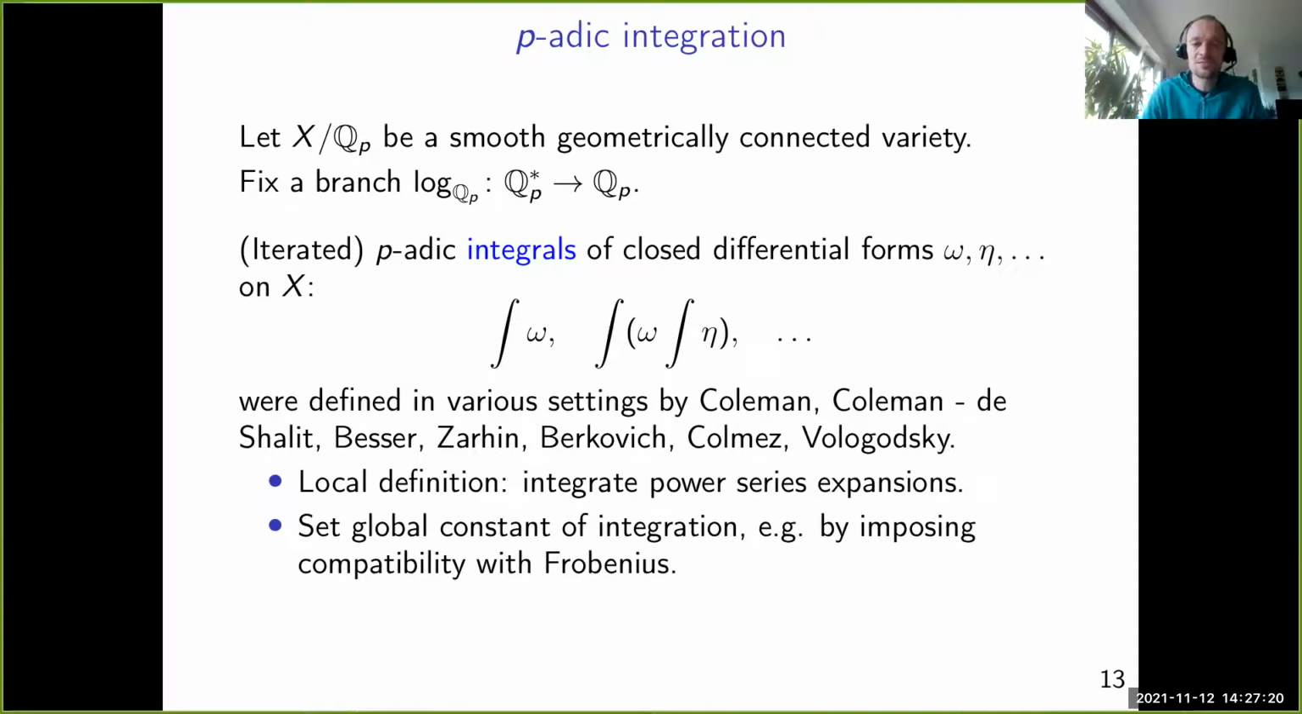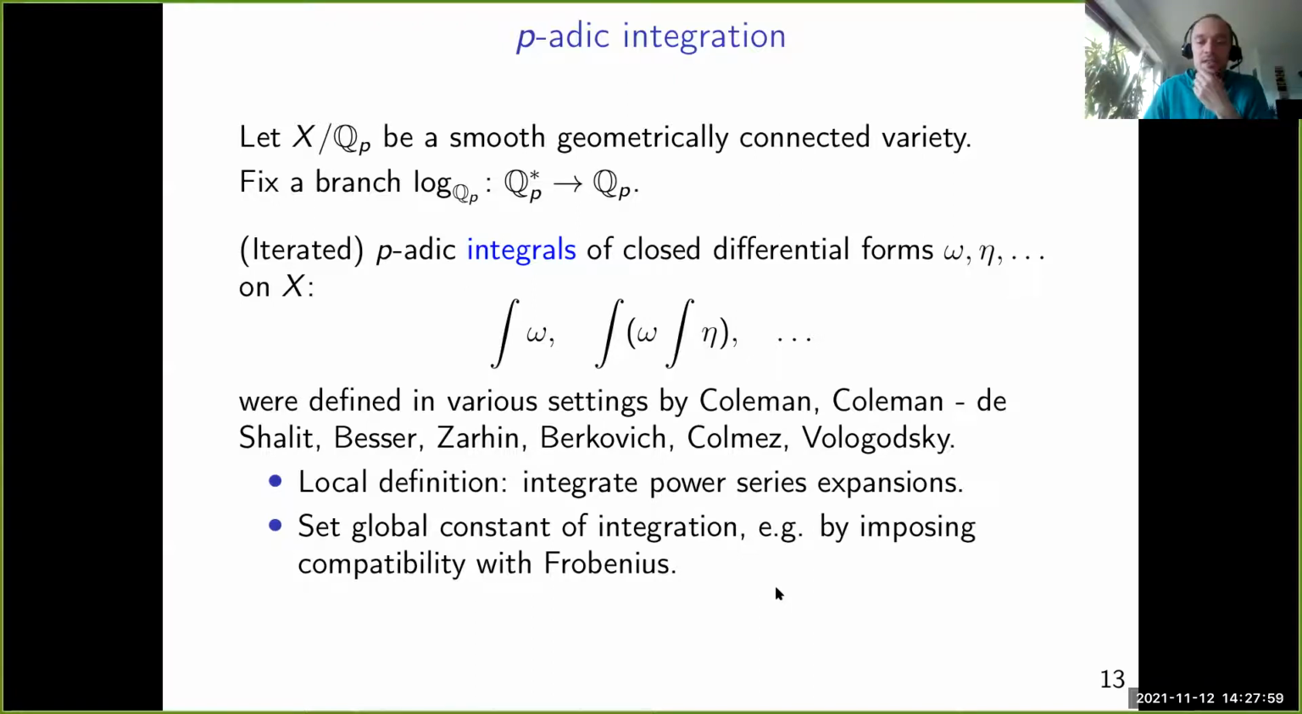The problem here is, as I don't need to tell this audience, there's no good notion of analytic continuation, at least not without introducing further machinery, right? And so you need somehow a different way to set the global constant of integration. And so the way Coleman did this classically, and the way that you can still translate these constructions into actual algorithms to compute these integrals, which is, for explicit methods, very important, is to impose a compatibility with Frobenius.